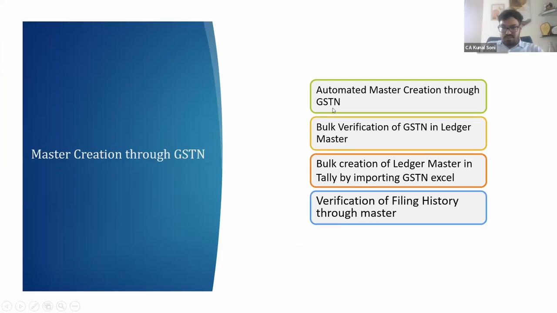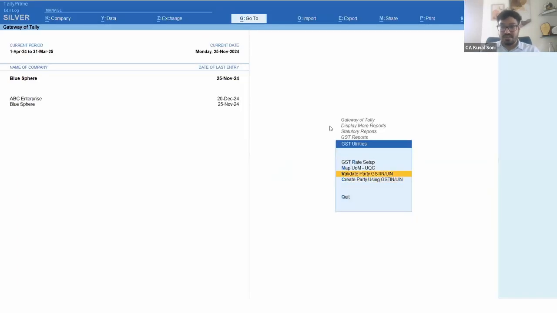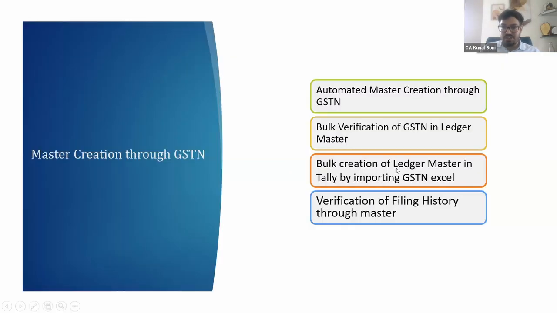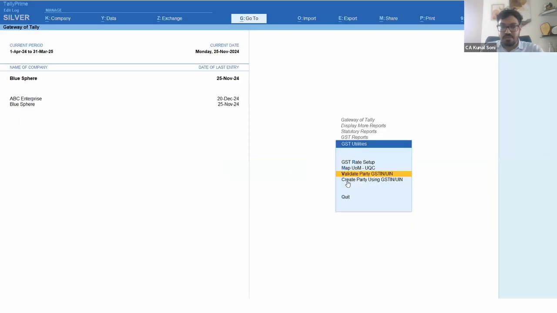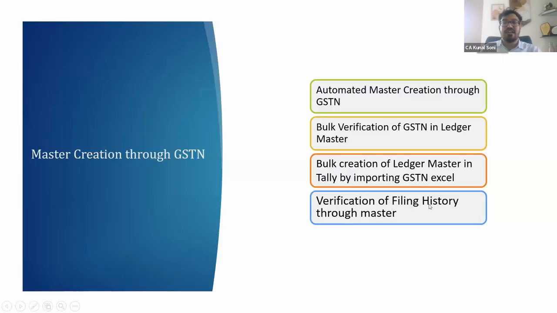And so we looked into all those things. You could create individual ledger master, that is from the master creation screen. You could have bulk verification of GSTN from the statutory reports, GST, bulk and party bulk, this validate party GSTN tab. Apart from that, bulk creation of ledger master, that you could create it from here, create party using GSTN. And the last option is verification of filing history.